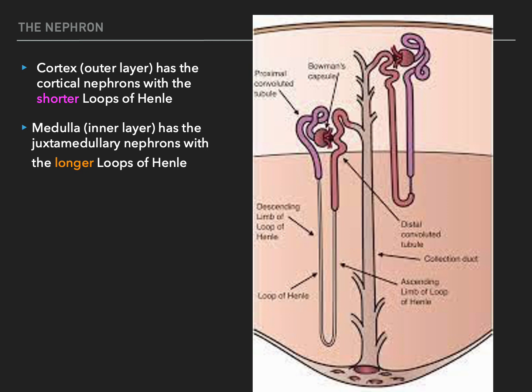And this is pretty easy to keep straight because the names correlate with where they are laying. So the cortical nephrons are mostly in the cortex, and the juxtamedullary nephrons are mostly in the medulla. And we'll see in the next slide how the juxtamedullary nephrons with the longer loops of Henle are able to more adequately create concentrated urine.